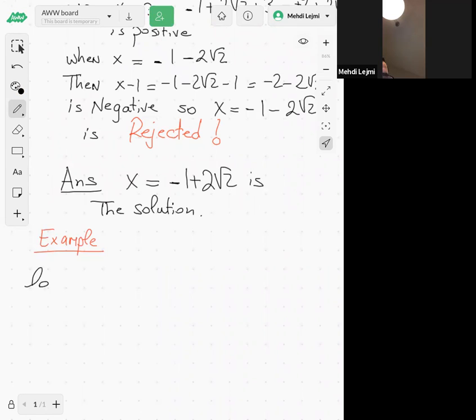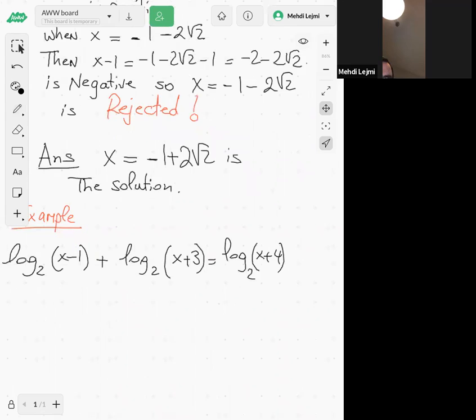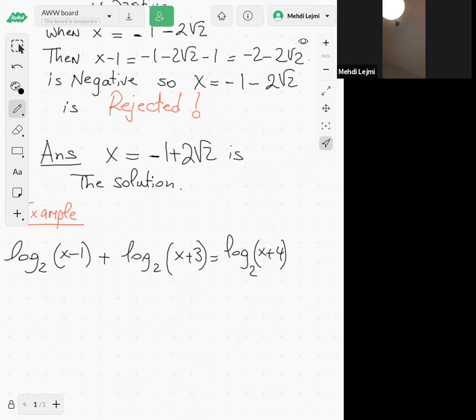So let's say you have log in base 2 of x minus 1 plus log in base 2 of, let's say, x plus 3 equal to log in base 2 again of x plus 4 minus log in base 2 of, let's say, just x. Okay, so you're going to have more than 2 logs. You can have 3 logs or 4 logs. As I said, things can get very crazy.